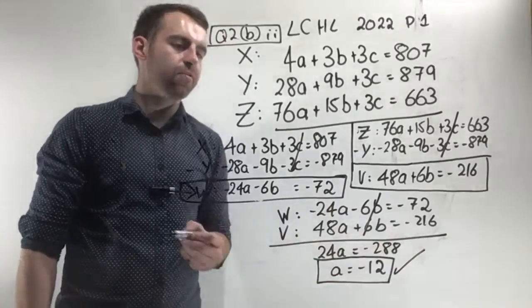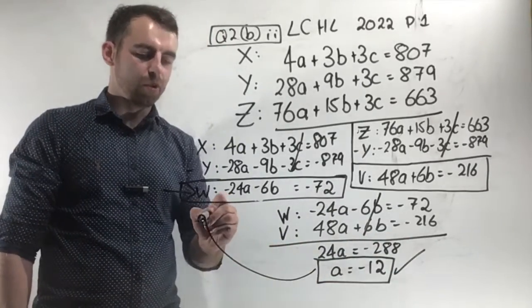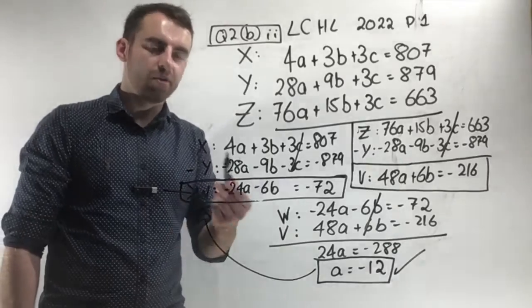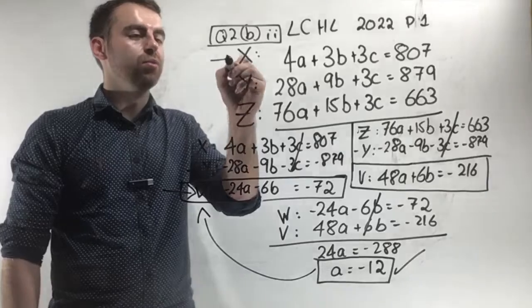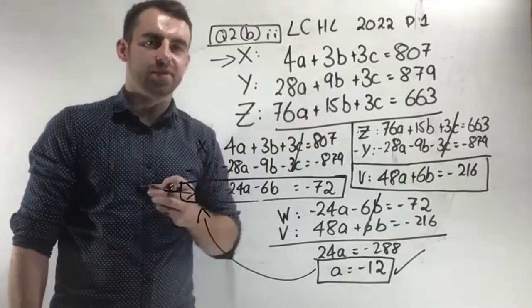So now that I have a value for a, I'm going to go back, I'm going to sub it into this equation, and I'm going to get a corresponding value for b. When I have a value for a and b, I'm going to sub it into the first equation, and I'll get a value for c as well.